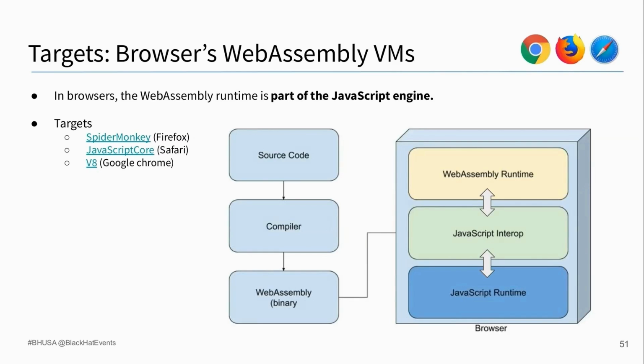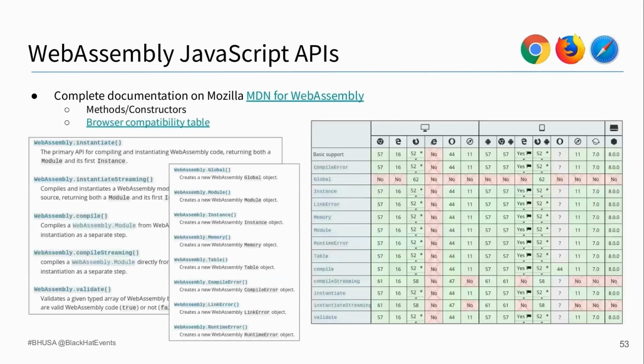And there are multiple components that actually involve WebAssembly. Of course, you have the WebAssembly runtime, which is exactly the same as what I've shown you. And then you also have the JavaScript interop. That means all those WebAssembly APIs that allow you to communicate from JavaScript to the WebAssembly VM. There are plenty of them, and MDN is really good documentation for that.